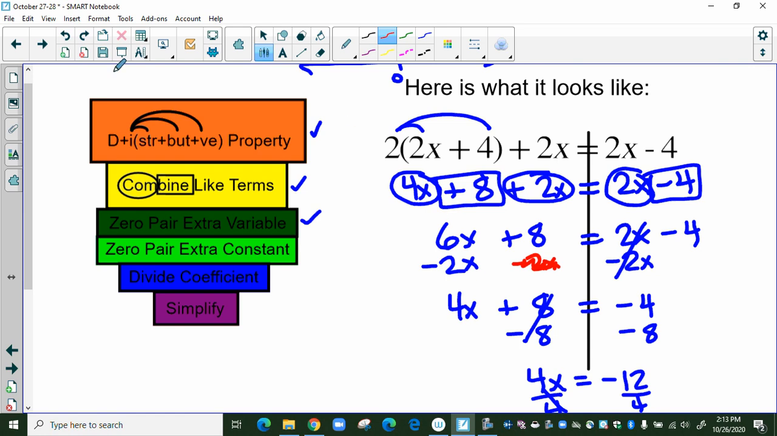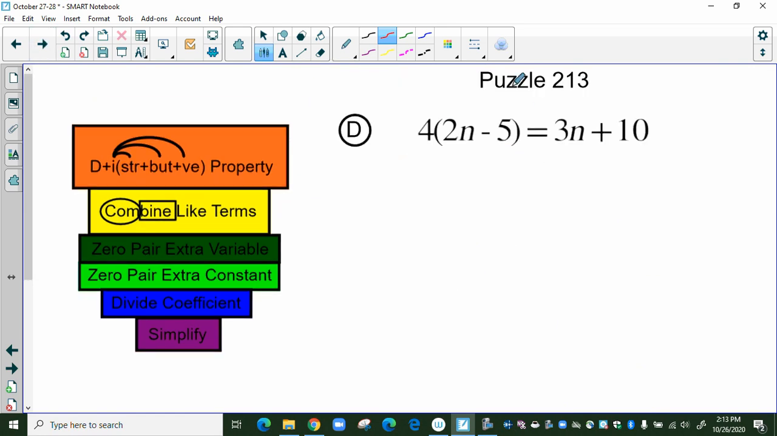Okay? Let's look at several more examples. We're actually starting right now puzzle 213. So I'm going to go through actually 7 problems. So if you were absent today, or you're absent the day that we did this, I'm going to show you the answers to these problems. You can work them along with me if you like.